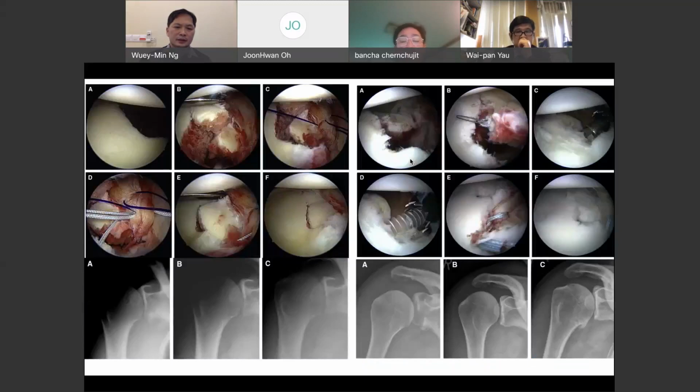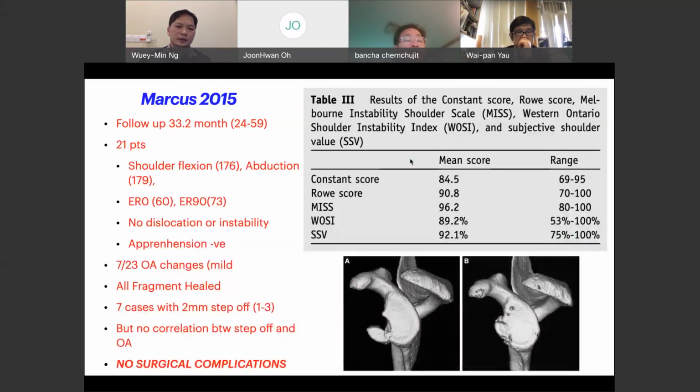They either used a suture anchor alone or a mixture of suture anchor and screw. They followed up for about 33 months. Clinical shoulder scores all improved, and range of motion improved. Only 7 out of 23 cases had mild OA changes, and all fragments healed. But there was no correlation between the step-up and the osteoarthritis. Again, they pointed out that there was no surgical complication using this arthroscopic glenoid repair.